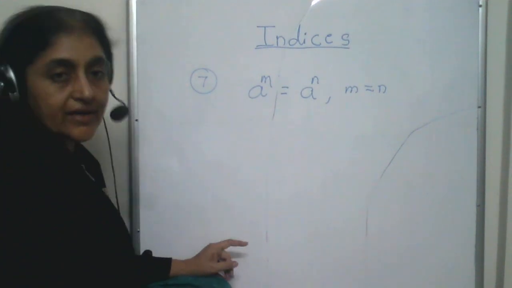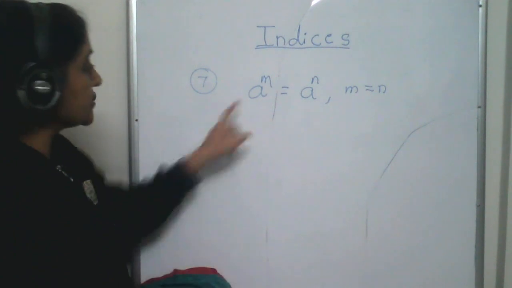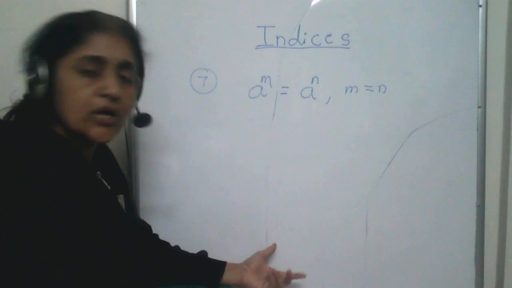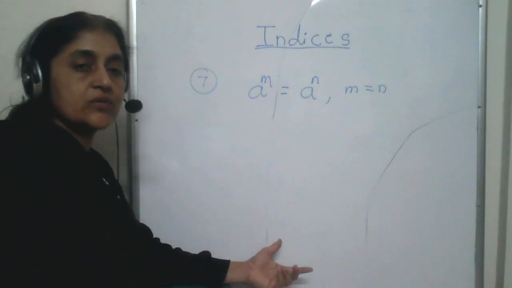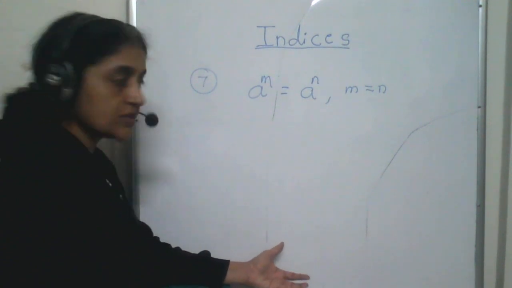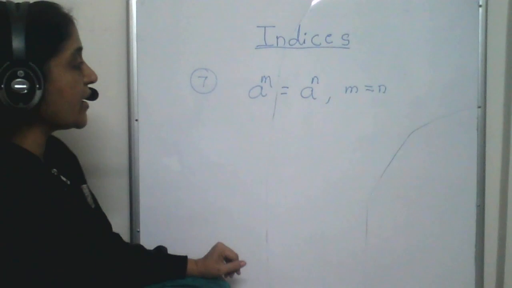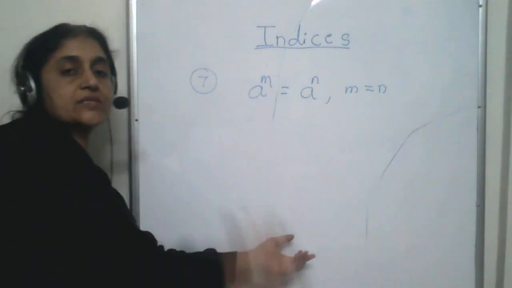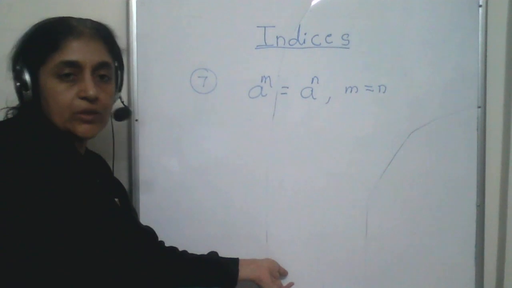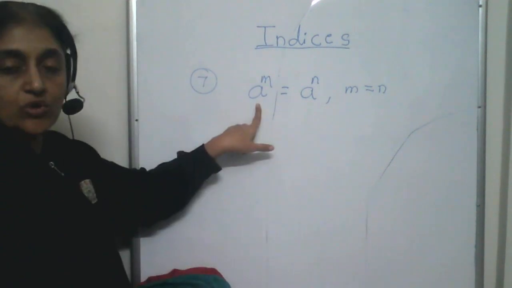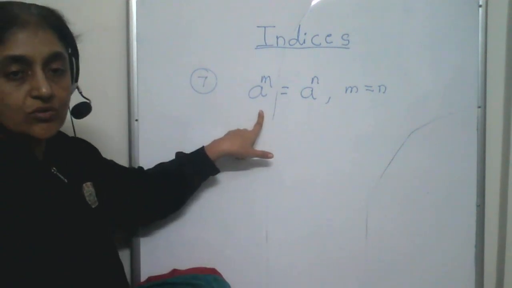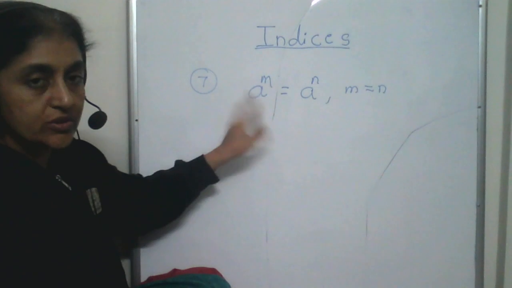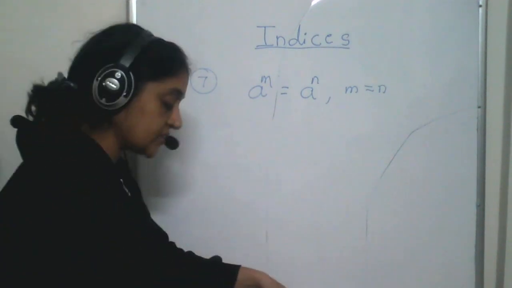Why greater than 0? Again, I would say 0 to the power anything doesn't have any meaning. 0 into 0 into 0, you multiply any number of times, 0 will remain 0. And not 1 also. Why? 1 to the power anything is 1. So why need to equate this and that? No point in doing that. So a should be always greater than 0 but not equal to 1 also. It should be something other than 1 and 0.